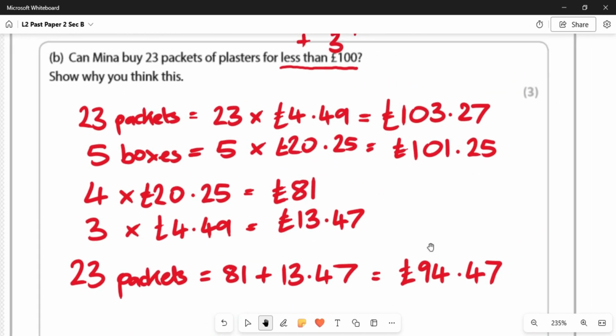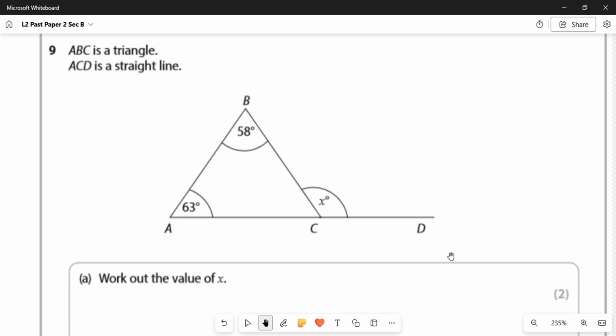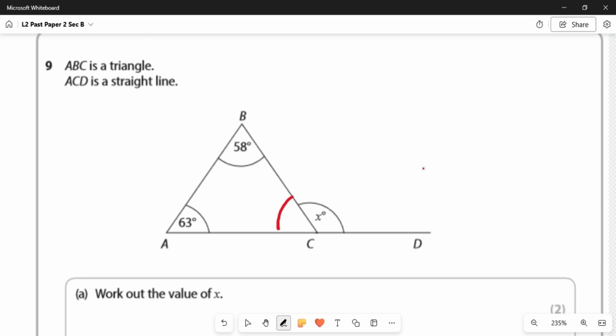Well, let's move on to the next question. Question 9. ABC is a triangle. ACD is a straight line. Work out the value of x for 2 marks. Part A says, okay, well, you're going to have to work these out separately. So first I'm going to have to work out this one here inside the triangle. So let's work out this angle first.